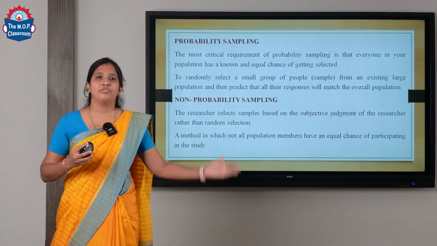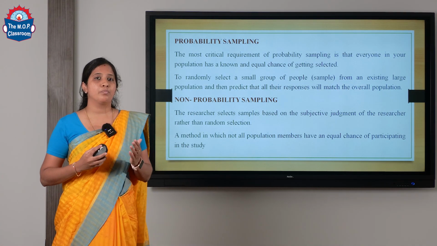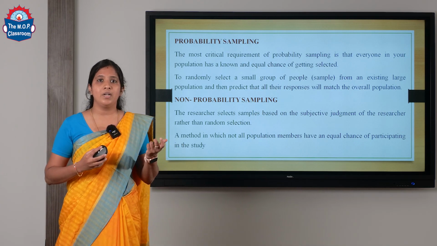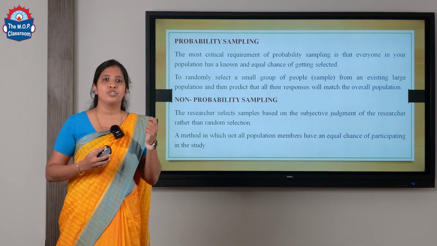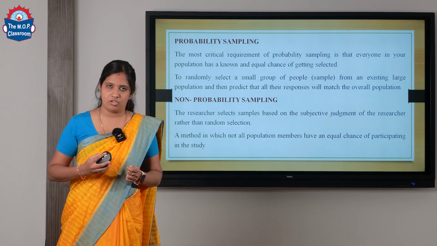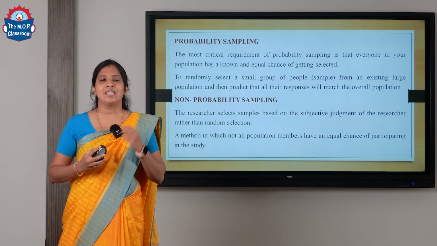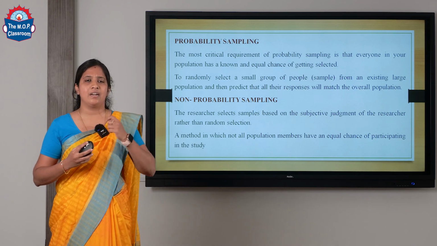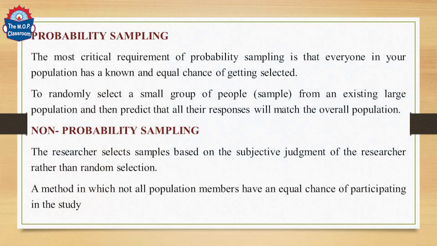So we have two different types of sampling method. One is probability and the other one is non-probability. What is probability? Probability is the chance of getting selected in the research. Each and every sample will get an equal opportunity to be selected or studied in the research. So you randomly select a small group of people from an existing large population and then predict that all their responses will match the overall population.